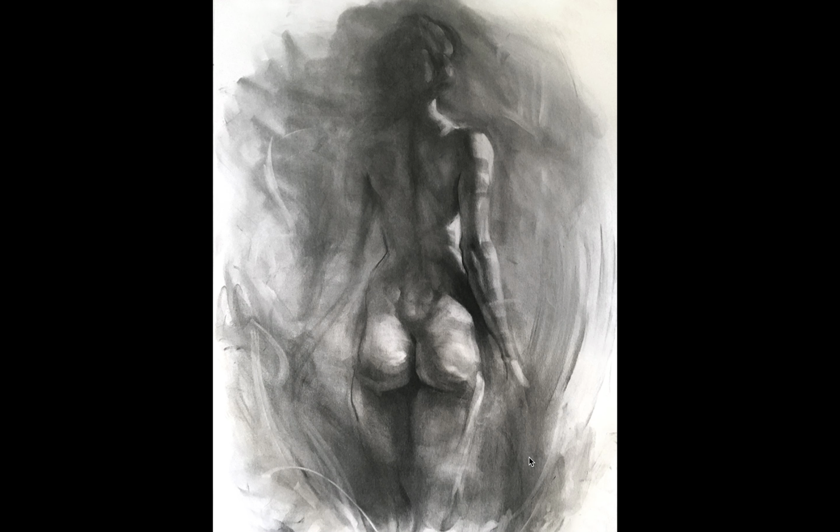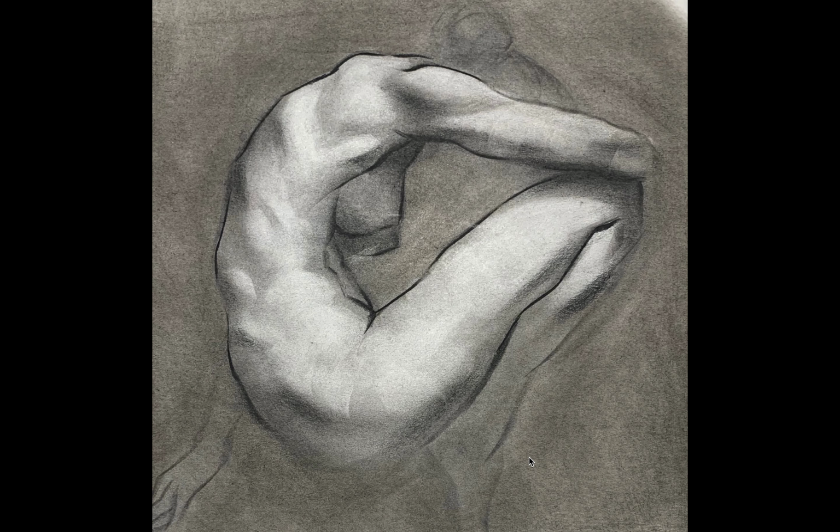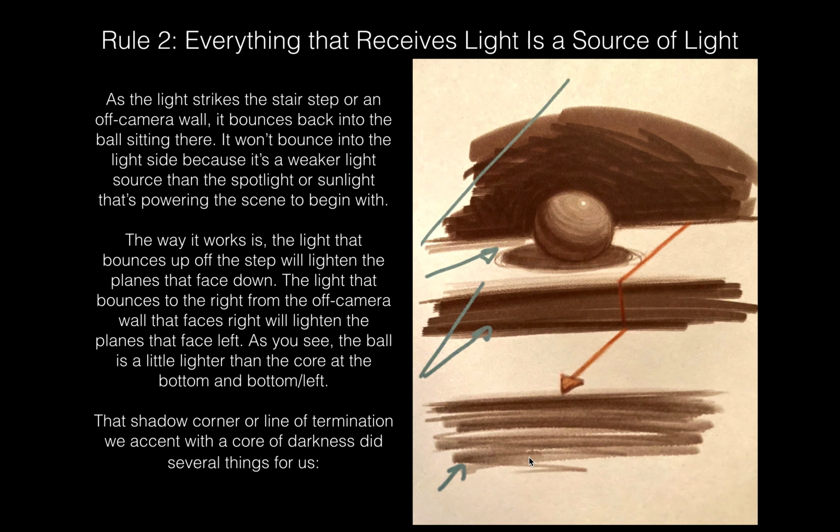Okay, so those bright highlights are really important. They really help make a drawing pop, give that sense of the chiaroscuro. So really finding those and giving those a really bright sense of contrast is going to be really important. Okay, and rule 2, everything that receives light is a source of light.